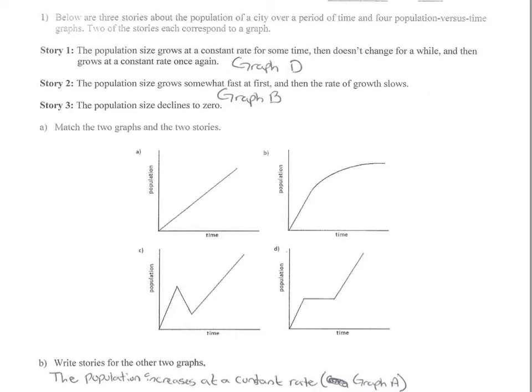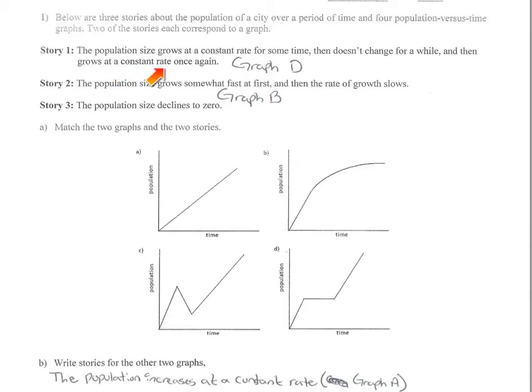It says below are 3 stories about a population of a city over a period of time and 4 population versus time graphs. So we have 3 stories, 4 graphs. 2 of the stories will match a graph. 2 of these graphs will not have a matching story. We'll have to come up with that. And 1 of these stories will not have a graph, so we'll have to come up with a graph for that.